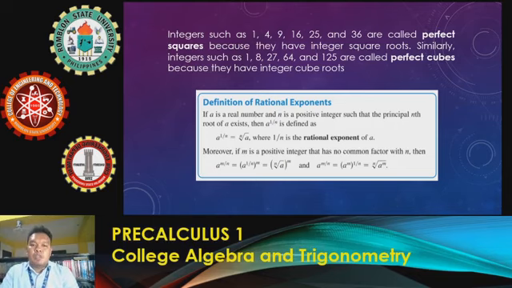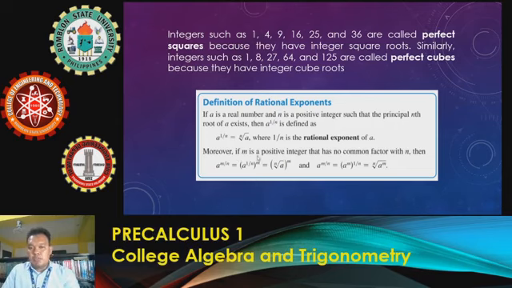So if a is a real number and n is a positive integer such that the principal nth root of a exists, then a raised to 1 over n is equivalent to the nth root of a, where 1 over n is the rational exponent.